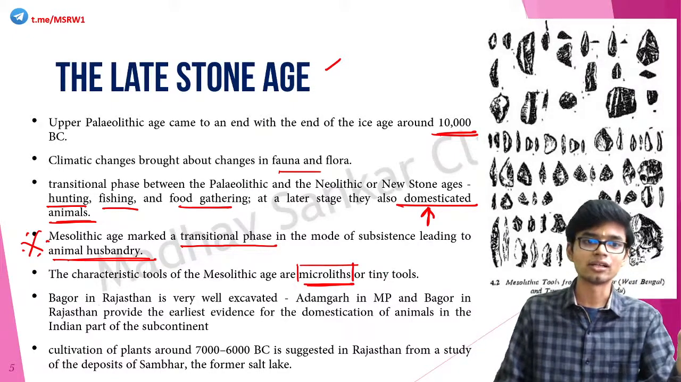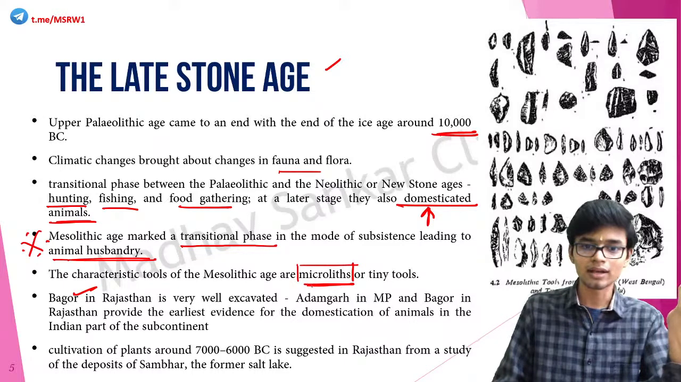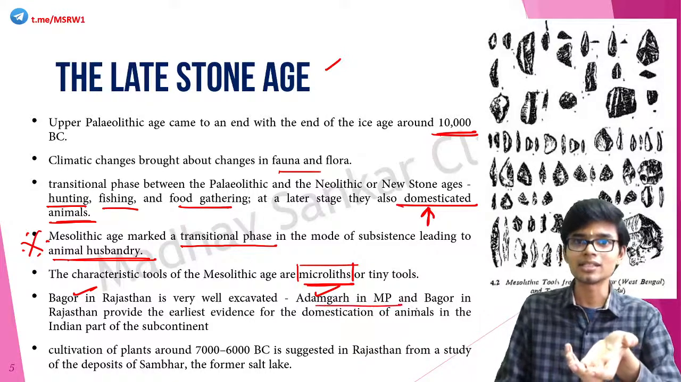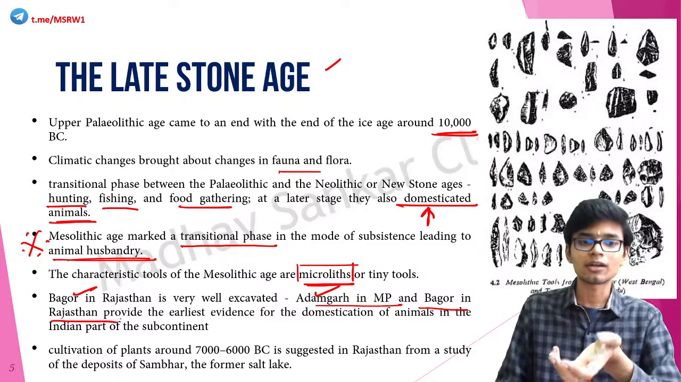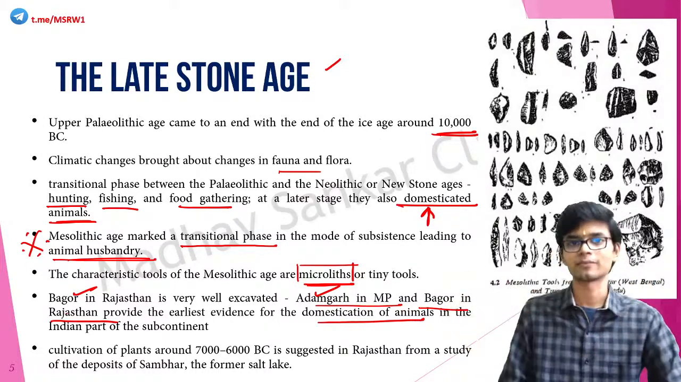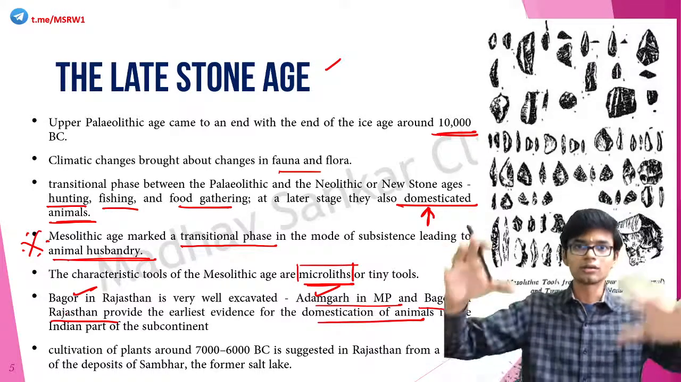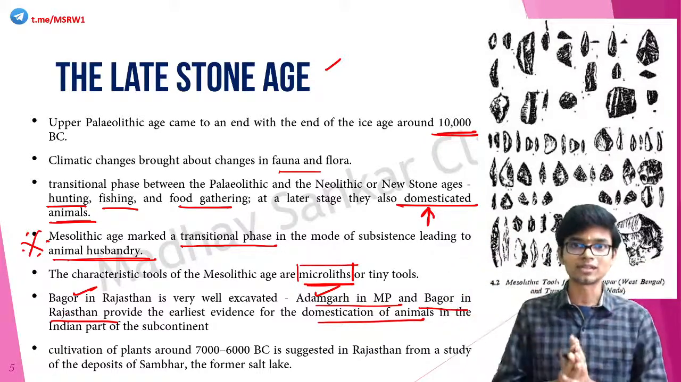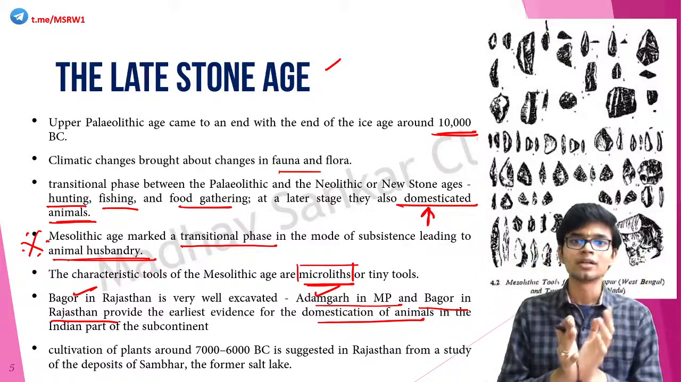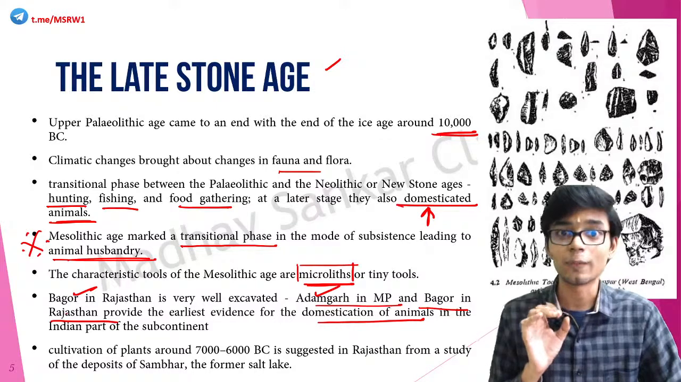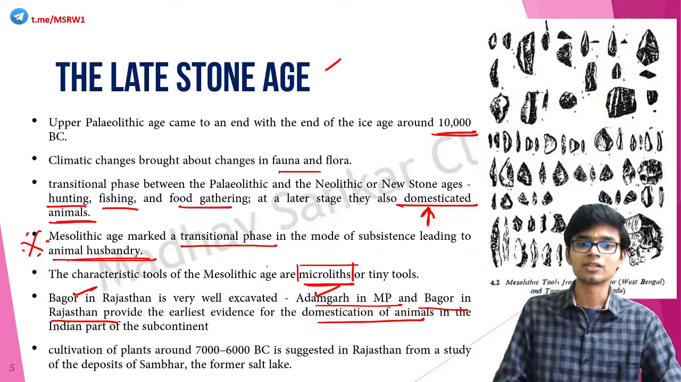Examples of sites excavated include Bagor in Rajasthan, Adamgarh in Madhya Pradesh, etc. So from Adamgarh in Madhya Pradesh and Bagor in Rajasthan, we come across the earliest evidence of domestication of animals in the Indian part of our subcontinent. Our subcontinent includes 5 countries: India, Pakistan, Bangladesh, Nepal, and Bhutan. So in the Indian part of this subcontinent, the earliest evidence of domestication of animals is obtained from 2 sites, Adamgarh in Madhya Pradesh and Bagor in Rajasthan.